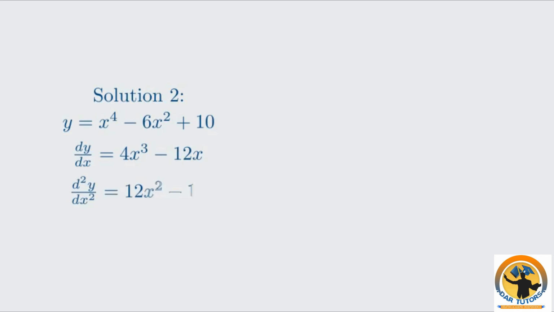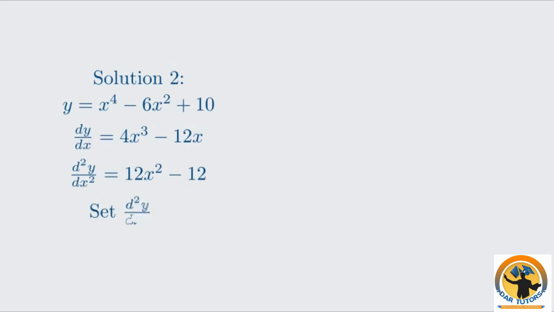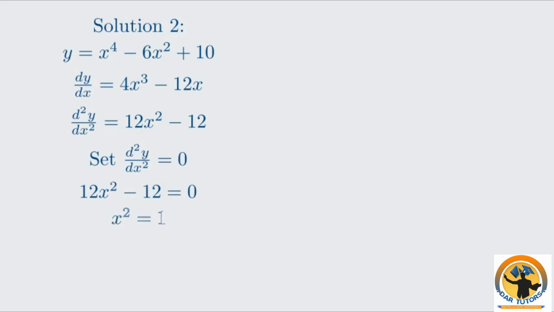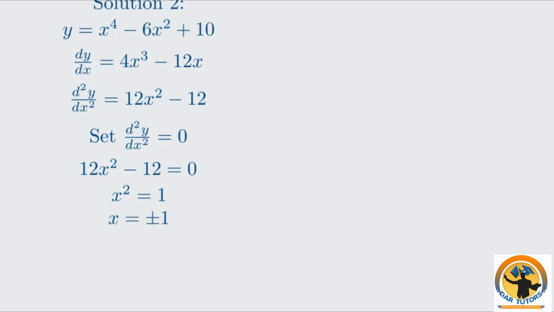We are given the function y equals x to the power of 4 minus 6x squared plus 10. The first derivative is 4x cubed minus 12x. The second derivative is 12x squared minus 12. We set the second derivative to 0. 12x squared minus 12 equals 0, which gives x squared equals 1, so x equals plus or minus 1.